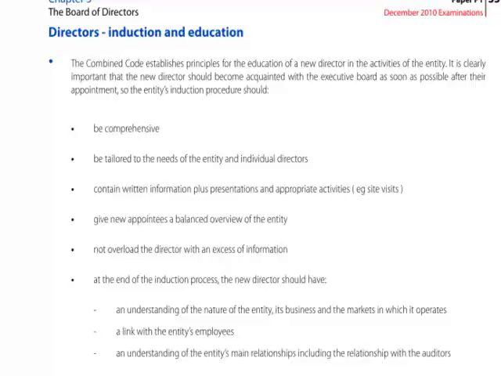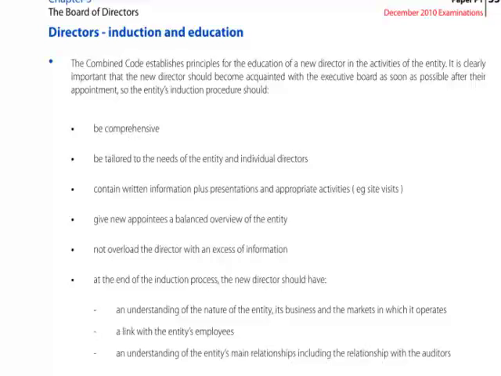This is what the combined code says: directors should be inducted, or introduced, into the company's activities. It's clearly important that a new director should become acquainted with the executive board as soon as possible after their appointment. So the entity's induction procedure should be comprehensive. It should, as much as is necessary, fully acquaint the director with the procedures and processes involved, as well as the personnel. It should be tailored to the needs of the company and individual directors. Some directors will know more about certain aspects than others.